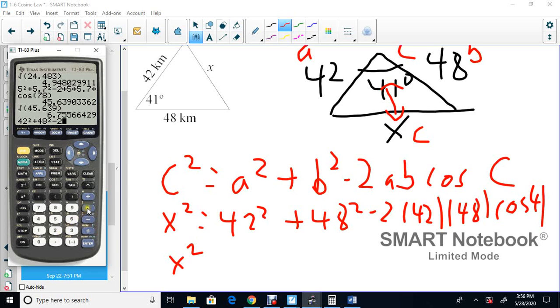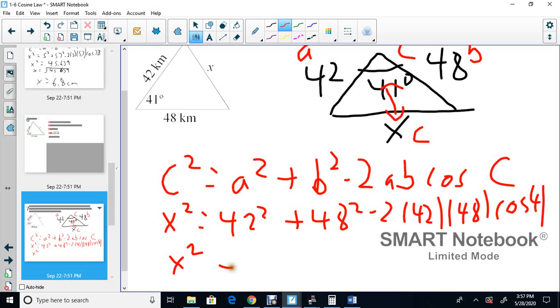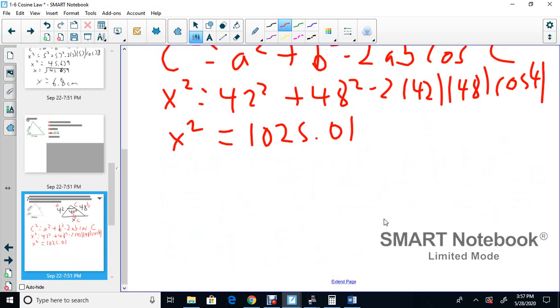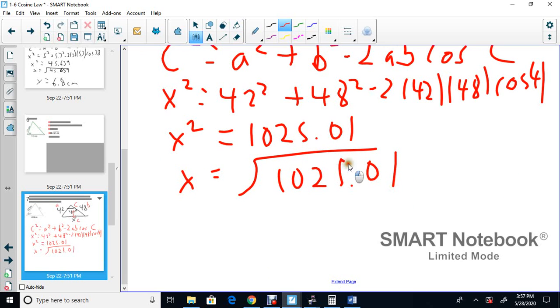Minus 2 times 42 times 48 times cosine of 41. Enter. 1025.01. 1025.01, and then we square root this. So we take the square root of 1025.01. X equals, so square root it.